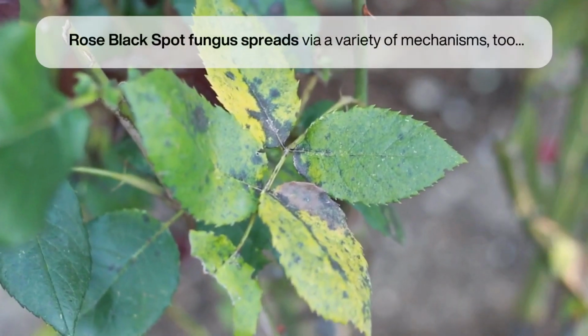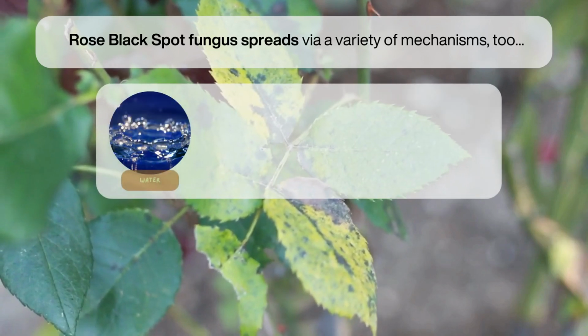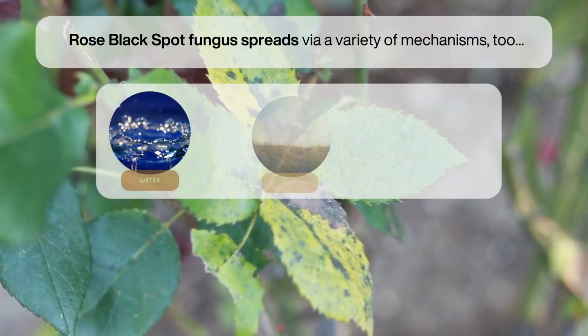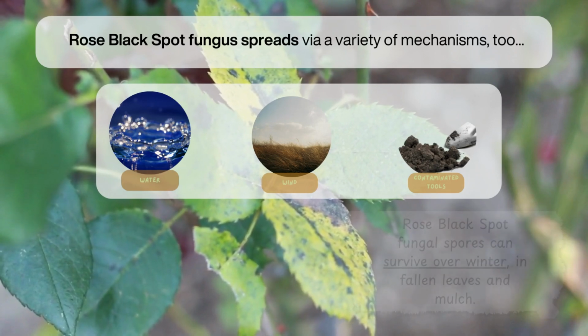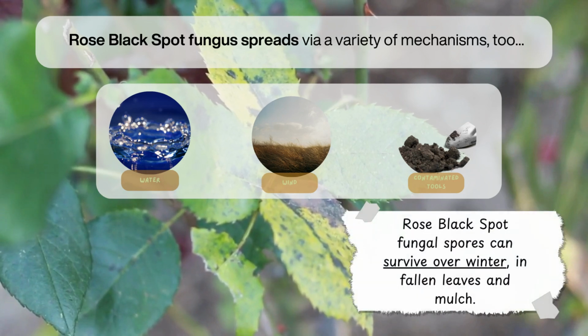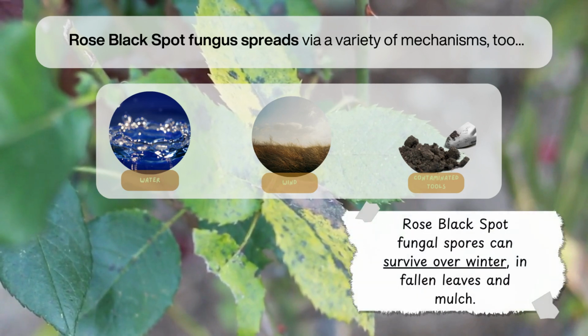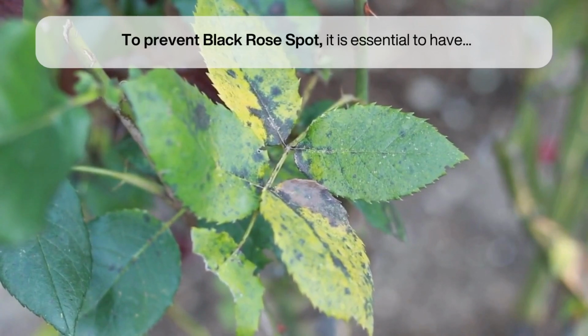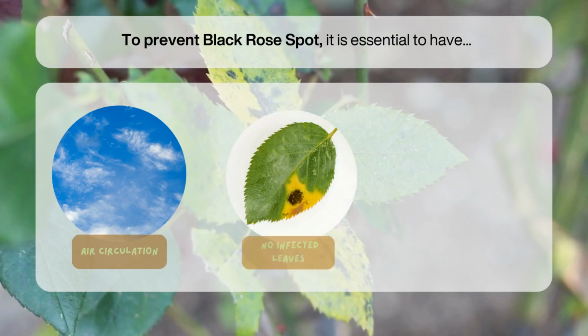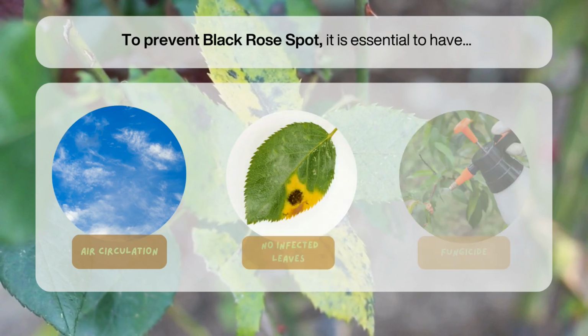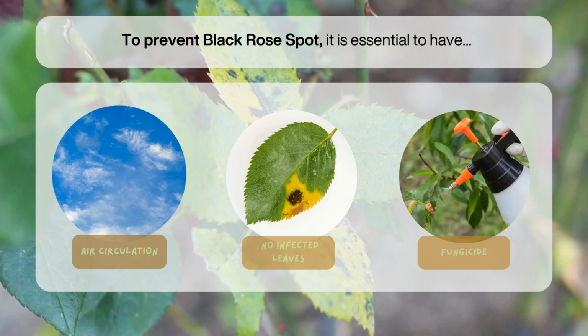The fungus spreads through water splashes from rain or irrigation, and can also be spread by wind or contaminated tools. Rose black spot fungal spores can survive over winter in fallen leaves and mulch. To prevent rose black spot, it's essential to maintain good air circulation around plants, remove and dispose of infected leaves, and apply fungicidal treatments as needed.